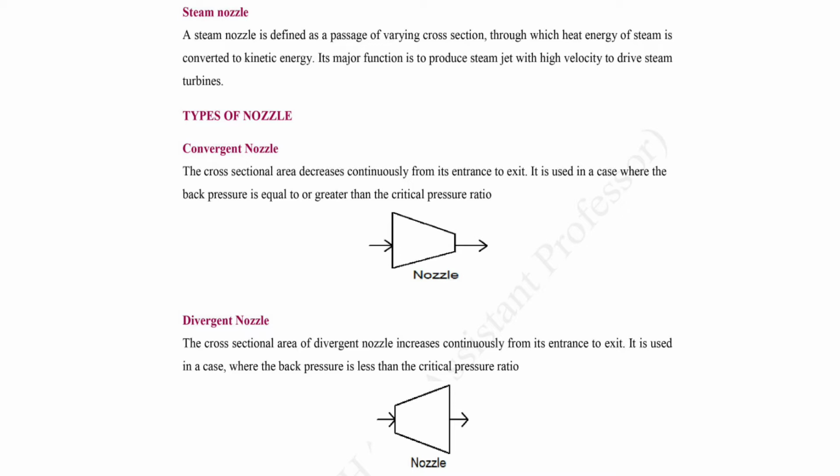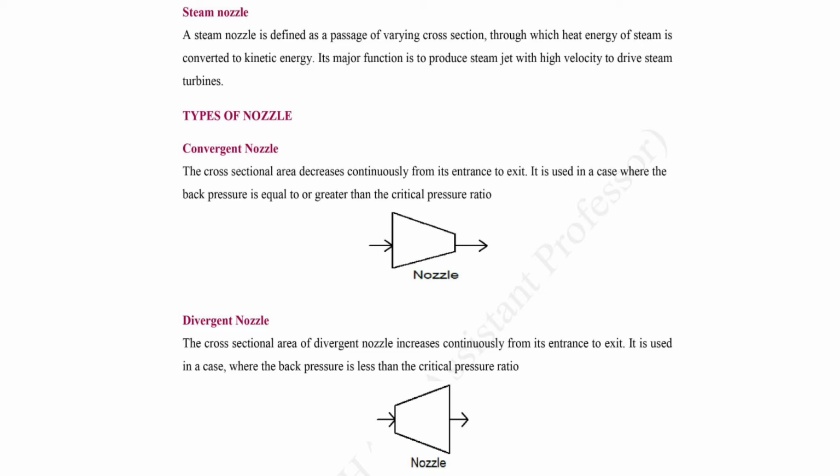In order to meet the required applications, the convergent nozzle is constructed. In the figure it is clearly shown that the entrance of the steam has a higher area and the exit of the steam has a very small area compared with the entrance of the nozzle.